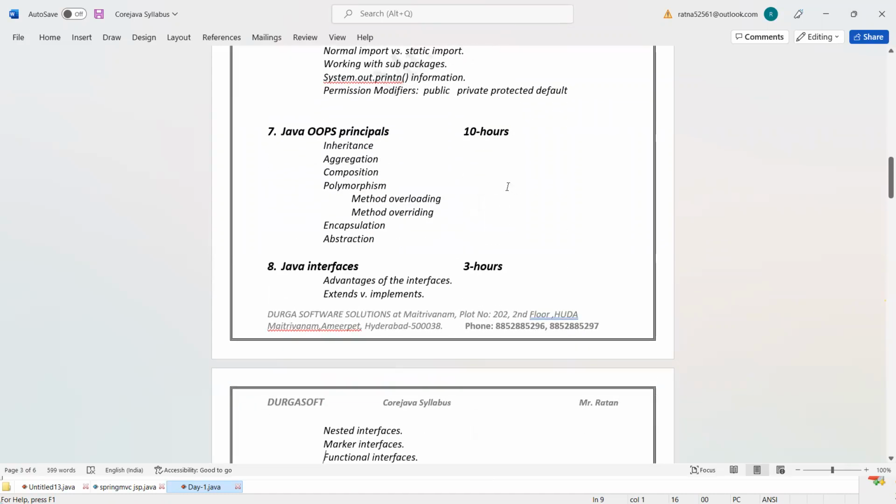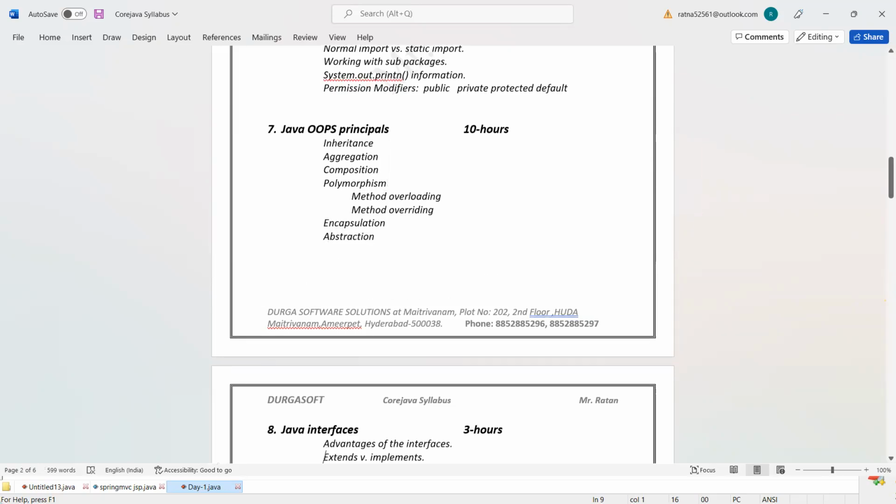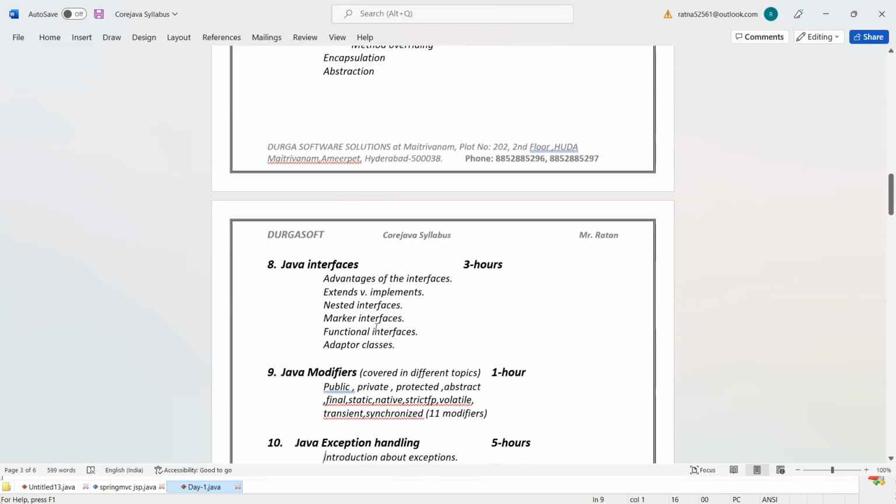Seventh topic: inheritance, aggregation, composition, polymorphism, method overloading and overriding. Next one is encapsulation and abstraction. Next we'll talk about interfaces in Java: the purpose of functional interfaces, marker interfaces, nested interfaces, advantage of interfaces, and adapter classes. That is the eighth topic. And the ninth topic is Java modifiers.